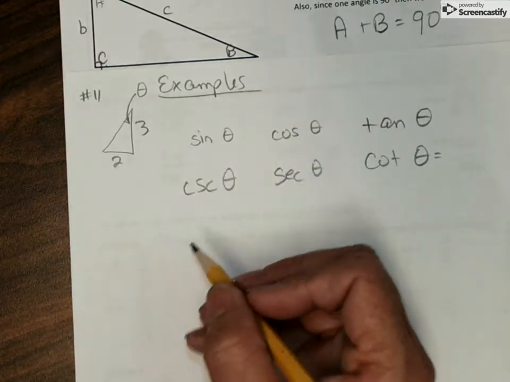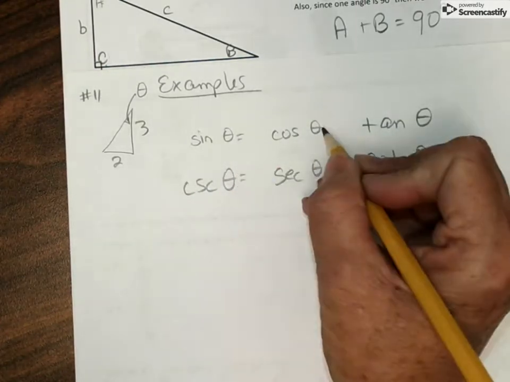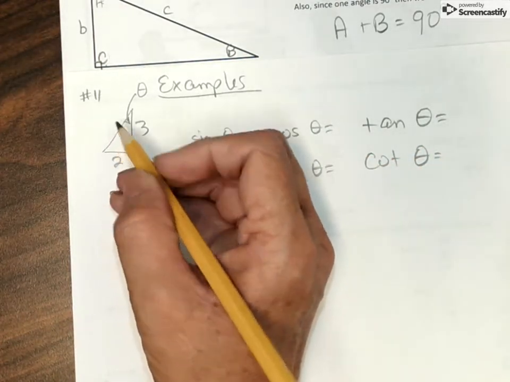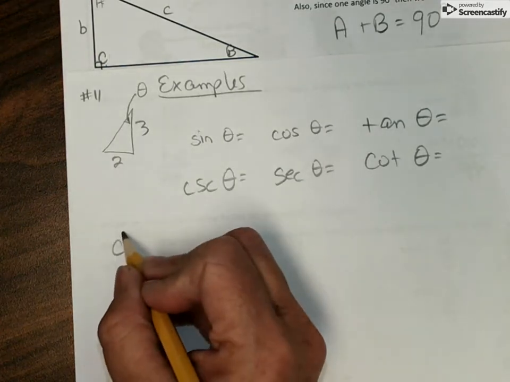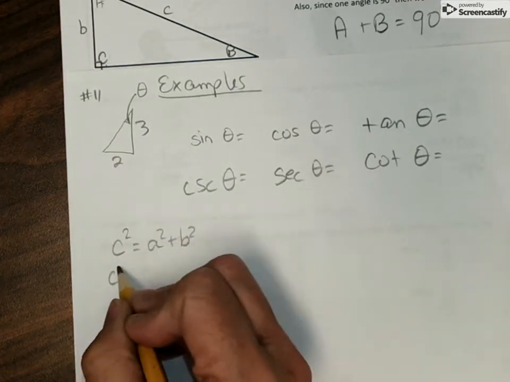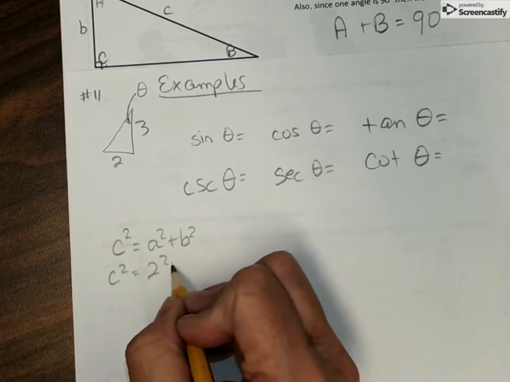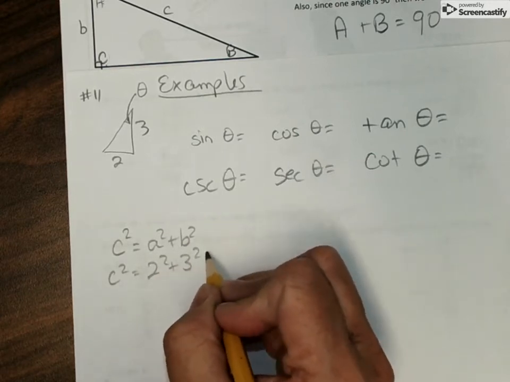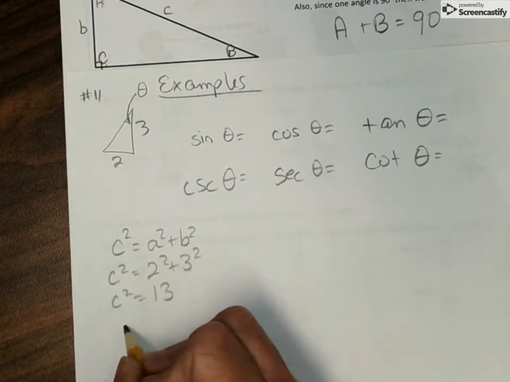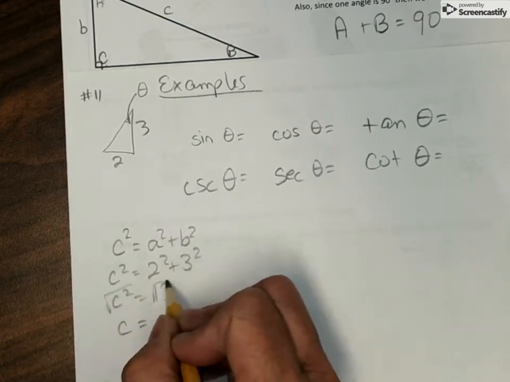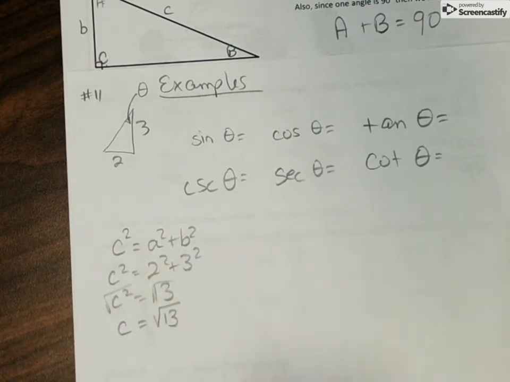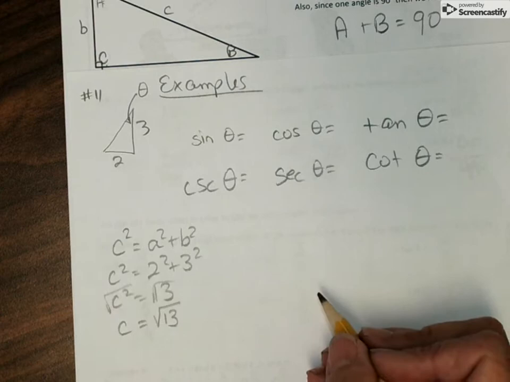But to do all of these, I need to know that missing side. Usually we call it c, so c squared equals a squared plus b squared. So 2 squared plus 3 squared, c squared must equal 4 plus 9, which is 13. So c equals the square root of 13, and I'm going to keep that as the square root of 13. Keep it much more exact.